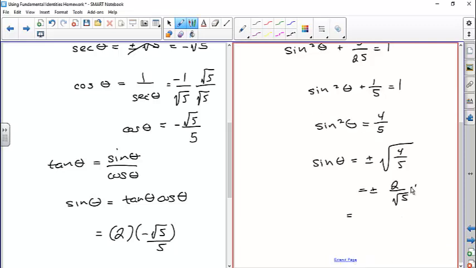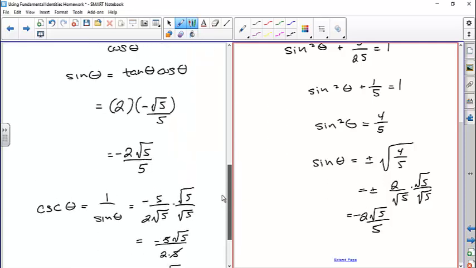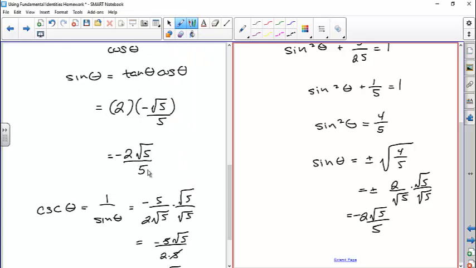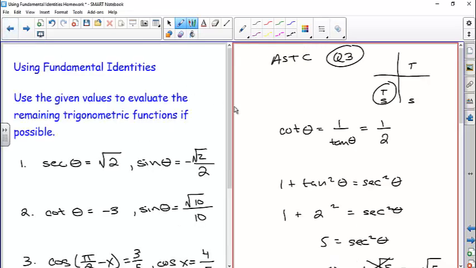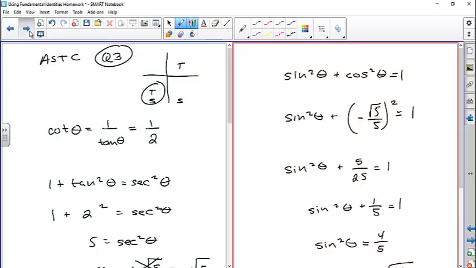If you multiply and divide by the square root of 5, you'll get 2 times the square root of 5 over 5. And because it's in the third quadrant, it's negative. And you'll see that should be the same thing that we got down here. The sine is negative 2 square root of 5 over 5. So there were 2 ways to solve that problem. Okay, so that was 4. I think that's all of them. Moving on to the next group.